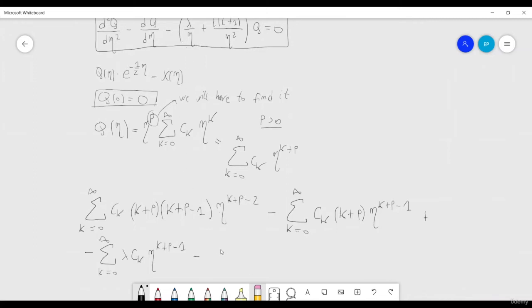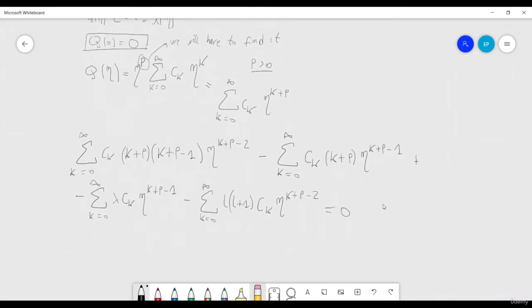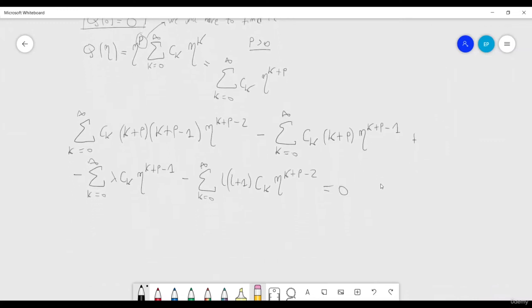And then I have minus sum from 0 to infinity of L times L plus 1 times C sub k times eta to the power k plus p minus 2 equal to 0. Okay, so this is just how we can rewrite our differential equation. In this case, it is not a differential equation anymore, it is just an algebraic equation. It seems kind of complicated, right? But we can still work on this a little bit more.